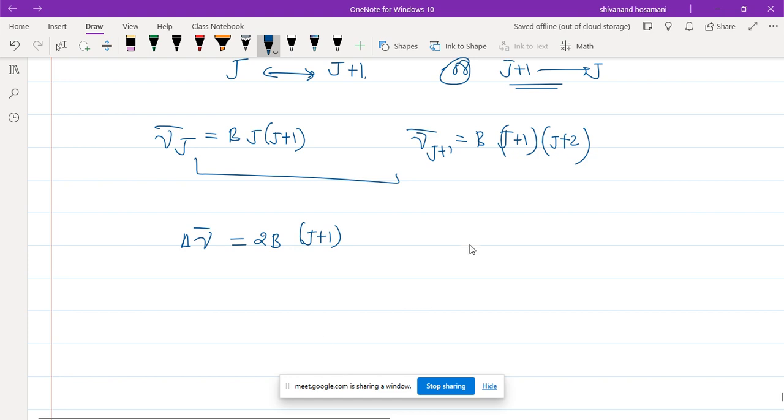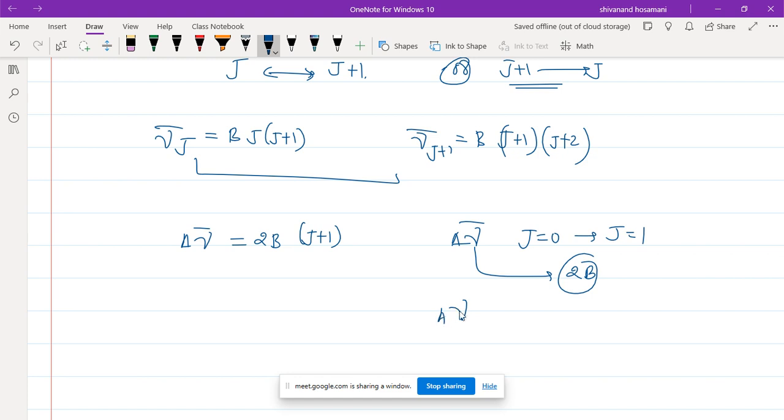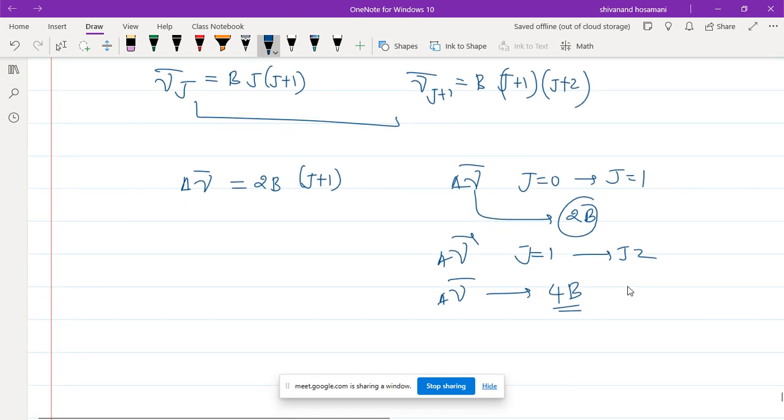Okay, delta nu bar between J equal to 0 to J equal to 1 comes to 2B only. Then if it goes from J equal to 1 to J equal to 2, delta nu bar becomes 4B. So our separation changes like 2B, 4B. So that is what we got here.